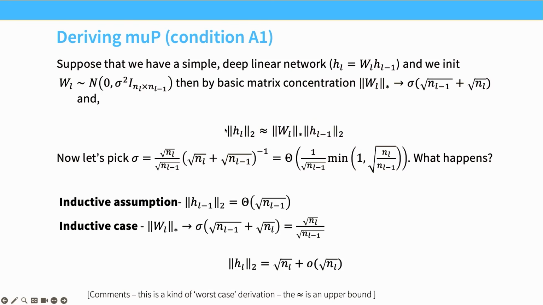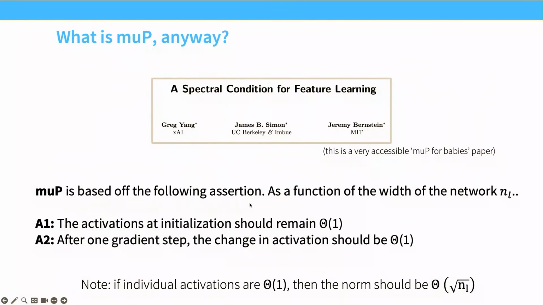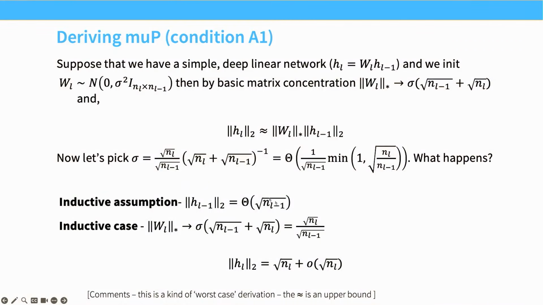Now, if this is true, what can we do? Well, we can solve for sigma to try to keep our activations the same across all of the layers and across all the widths. Imagine that at L minus 1, I have square root of n of L minus 1 activation. This is consistent with the notation that, for the whole vector, I should have square root of n of L. So this is our base case for our induction.